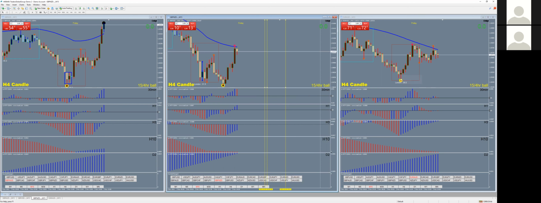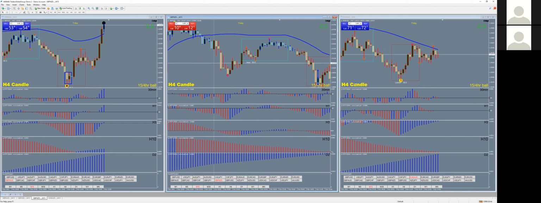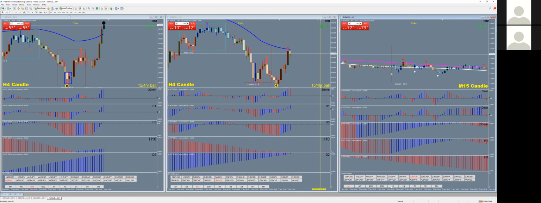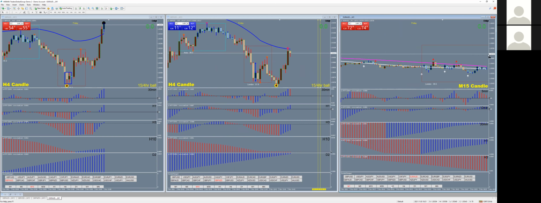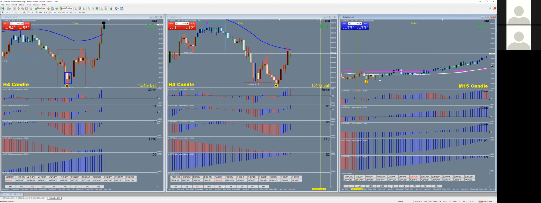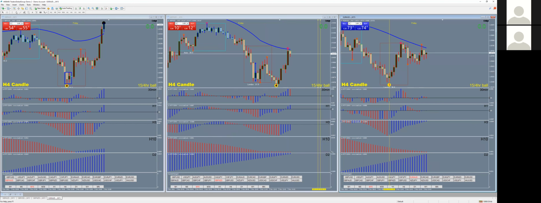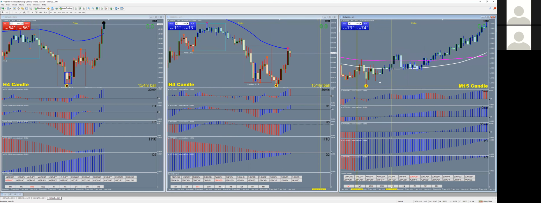Same over here. You got this pin hammer, this pin. You go straight to your 1 minute. Let me go back to the 15. That's the start of the next candle. So there's the start of the next candle. You have your trade right there.